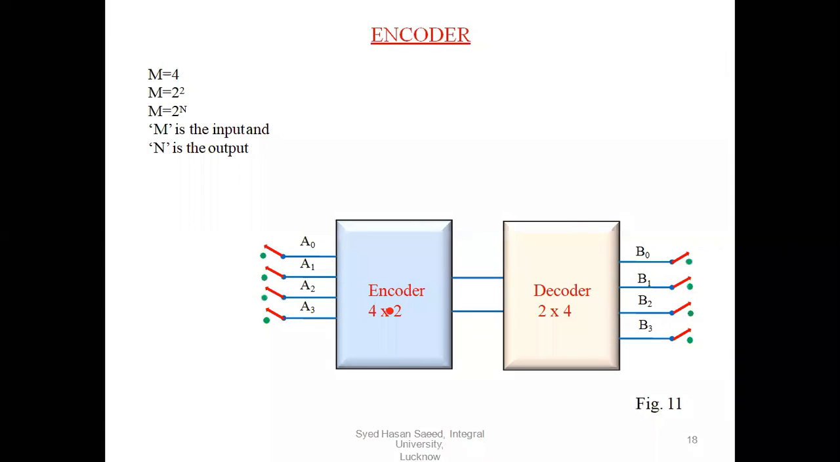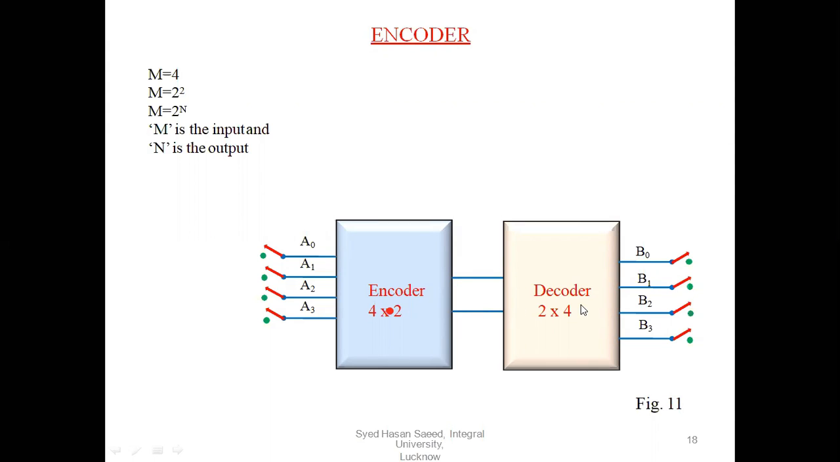See here. In the encoder concept, we have to pass 2 power n inputs, that is here 4 inputs, that is nothing but 2 power n inputs passed. So here it will connect, how many outputs? 2 outputs. It will use the 2 power n inputs and it will produce the n outputs.